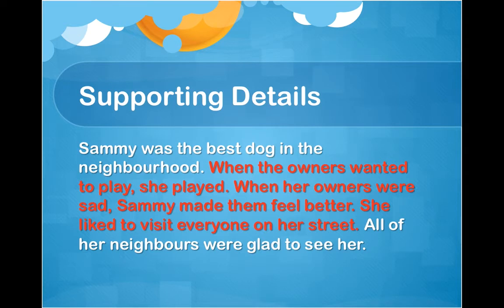So when the owners wanted to play, she played. When her owners were sad, Sammy made them feel better. She liked to visit everyone on the street. So those are three different ideas that support, I should say three different sentences that support the main idea of Sammy being the best dog in the neighborhood.